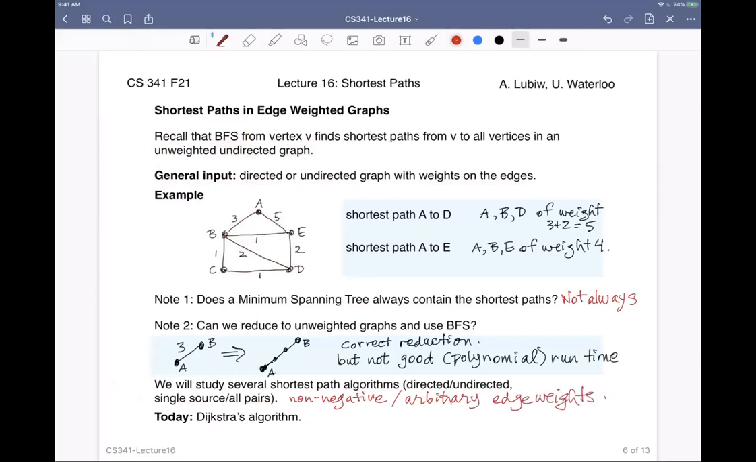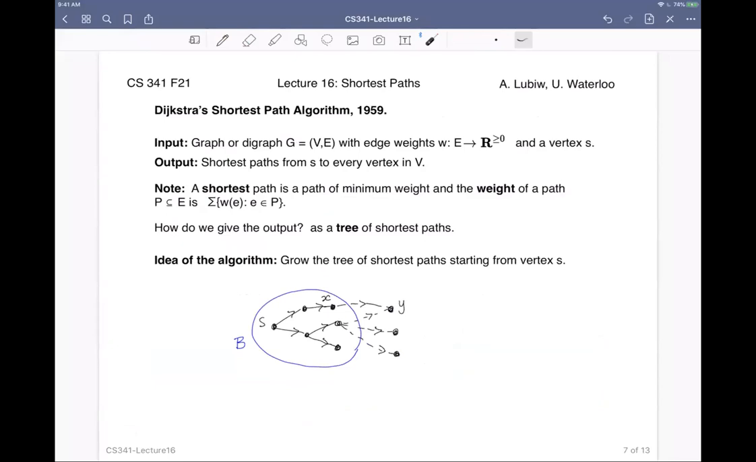Okay, and the algorithm that we're going to look at first is Dijkstra's algorithm. So this is an algorithm that comes from way back in 1959, and I'll tell you a little bit of the history of why Dijkstra invented this algorithm back then. But let's first look at what the algorithm does. So it works on either a graph or a digraph. And the edge weights, on the other hand, have to be non-negative for this algorithm to work. That's going to be important.